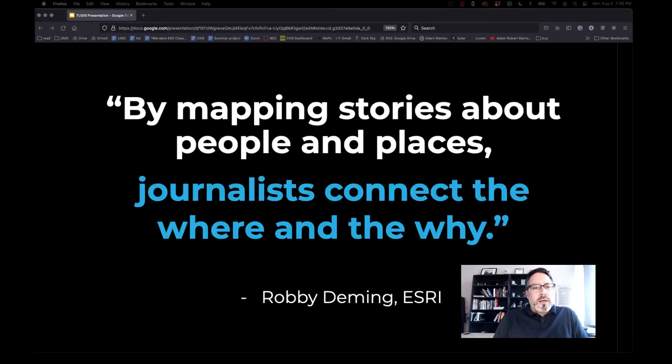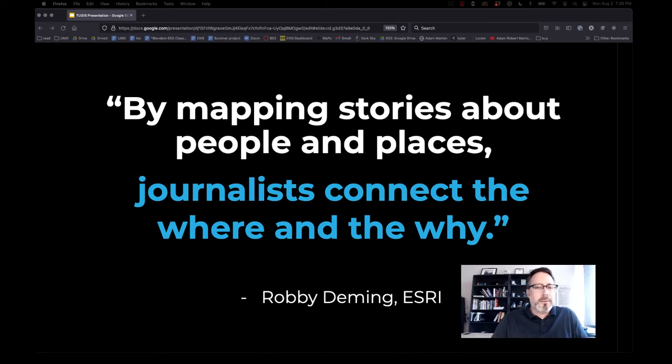So here's a great quote that I found from Robbie Deming at Esri in a blog post that he wrote. "By mapping stories about people and places, journalists connect the where and the why." And I love that quote. And of course, mapping is a pretty broad term, right? We use all kinds of maps in the news. We use simple locator maps, and we use choropleth maps a lot. We use interactive maps, dot maps, animated maps, and really everything in between to tell different types of stories.